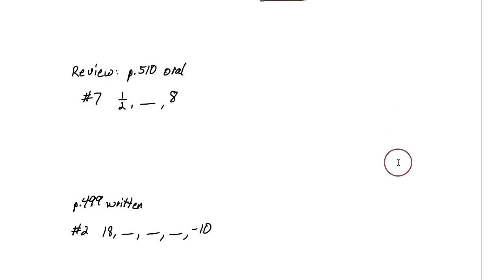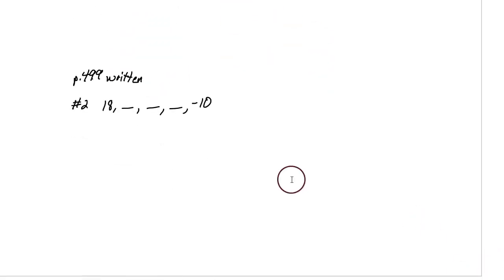Now the review assignment. Page 510. We're looking for the positive geometric mean in between these numbers. So we can use the formula, the square root of 1/2 times 8. That's the square root of 4, which makes 2. This answer is 2. Now page 499.